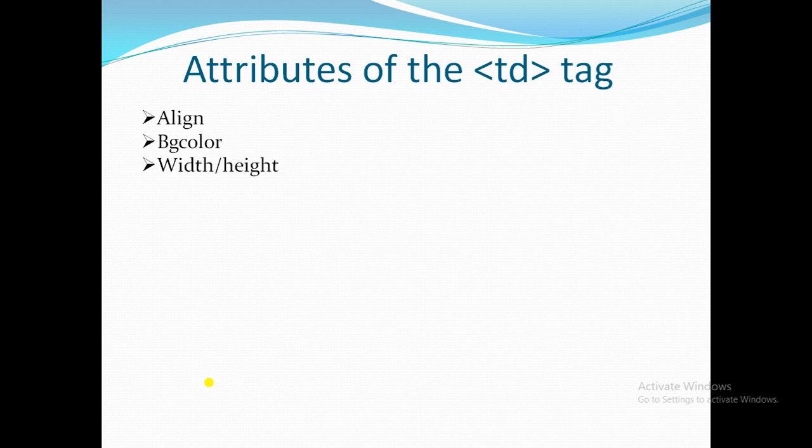Then we have width and height. These attributes again define the width and height of an individual cell. So either you can write it in pixels or you can give it in a percentage. Then we have rowspan. This attribute is applied when a single cell is extended for more than one row. That is, the cell spans two or more rows instead of one.